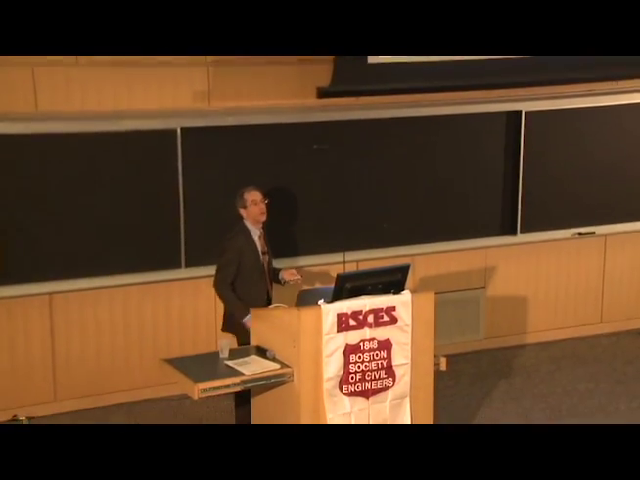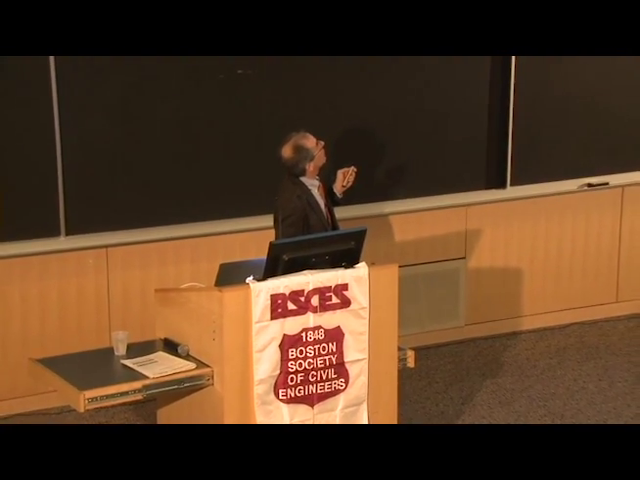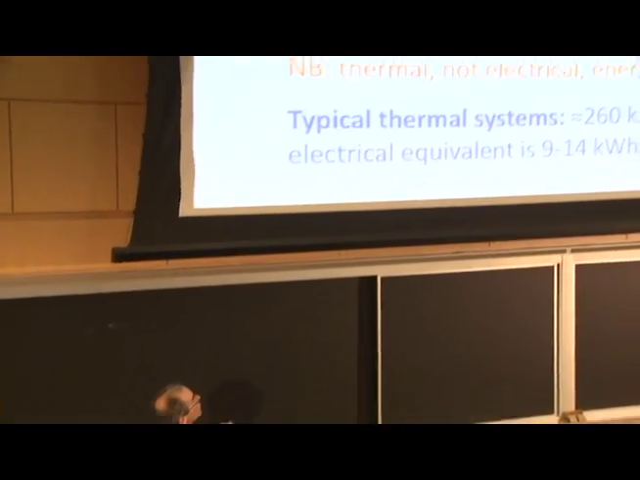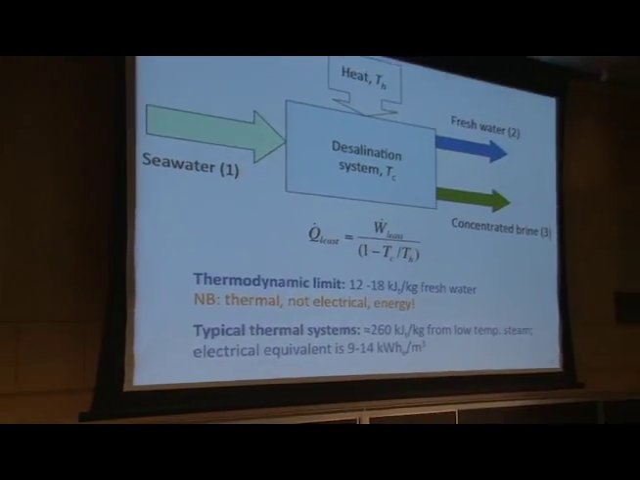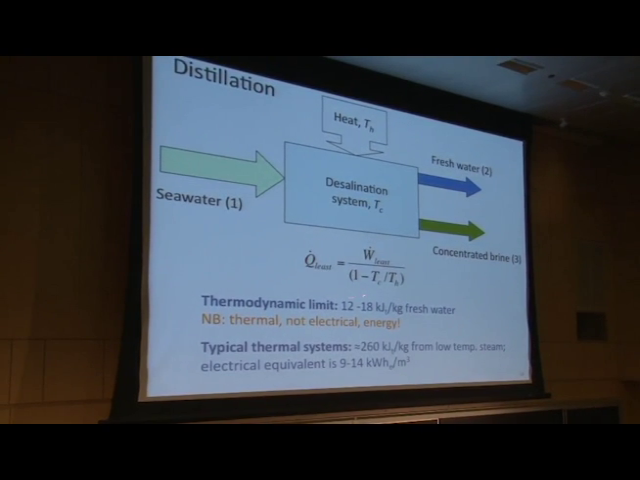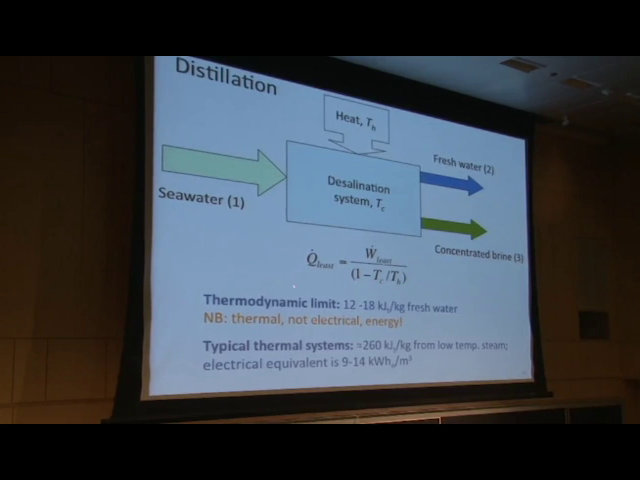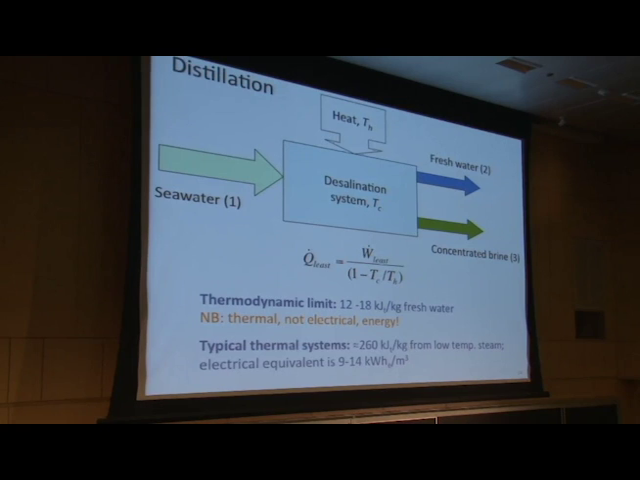Systems like this also have a limited performance. And to think about that, I simply think about heat at a high temperature going to a low temperature. Remember something called the Carnot cycle from thermodynamics? The amount of work you can produce from a Carnot cycle is related to the amount of heat transferred and the temperature differences. A straightforward calculation will tell you the least amount of heat required to desalinate.